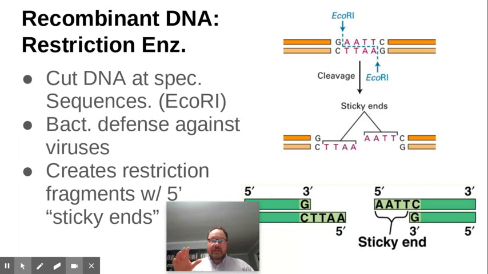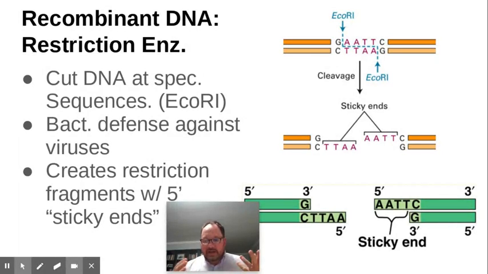So restriction enzymes are really great for a couple of reasons. One is they cut DNA at very specific sequences. And the other benefit is they cut DNA in such a way that it has these staggered cuts that create these sticky ends and allow you to join DNA from two different sources.